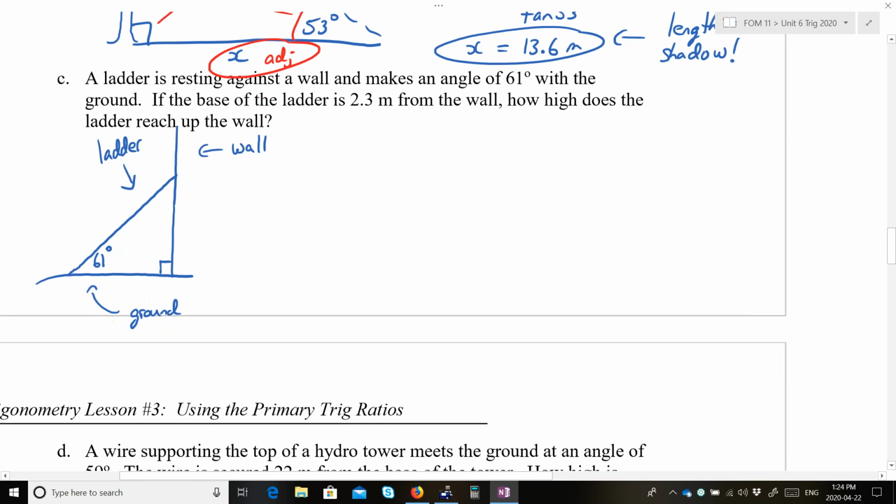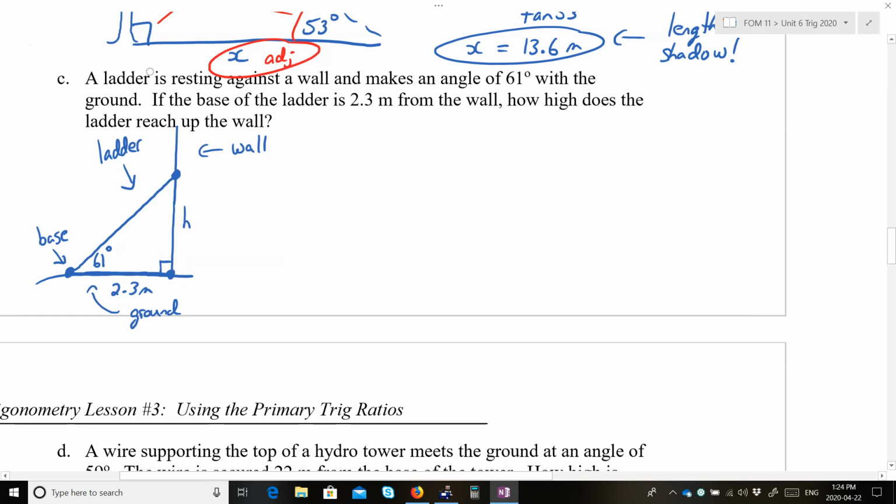If the base of the ladder is 2.3 meters from the wall, so here's the base of the ladder, saying that it's 2.3 meters from the wall. Okay, so that's the base of the ladder. It's 2.3 meters from the wall. How high does the ladder reach up the wall? So the ladder hits the wall up at that point there, and we want to know what this height is.